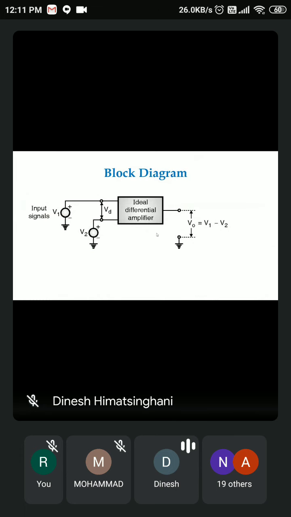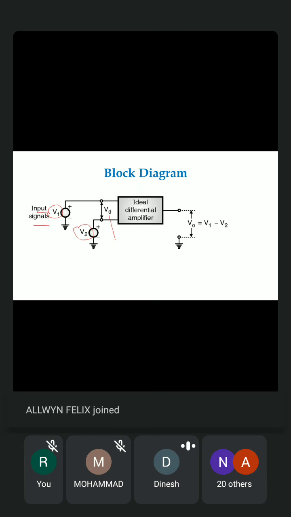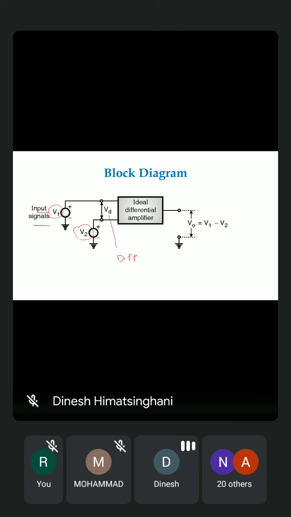If you look at the differential amplifier, you see that there are two input signals. One input signal is called V1. The other input signal is called V2. VD is, as I told you last time, a differential voltage that amplifies the difference between these two signals. V0 is the output, and you see that it is V1 minus V2. Obviously, when it works like an amplifier, there will be a gain, but as of now, it is V1 minus V2.